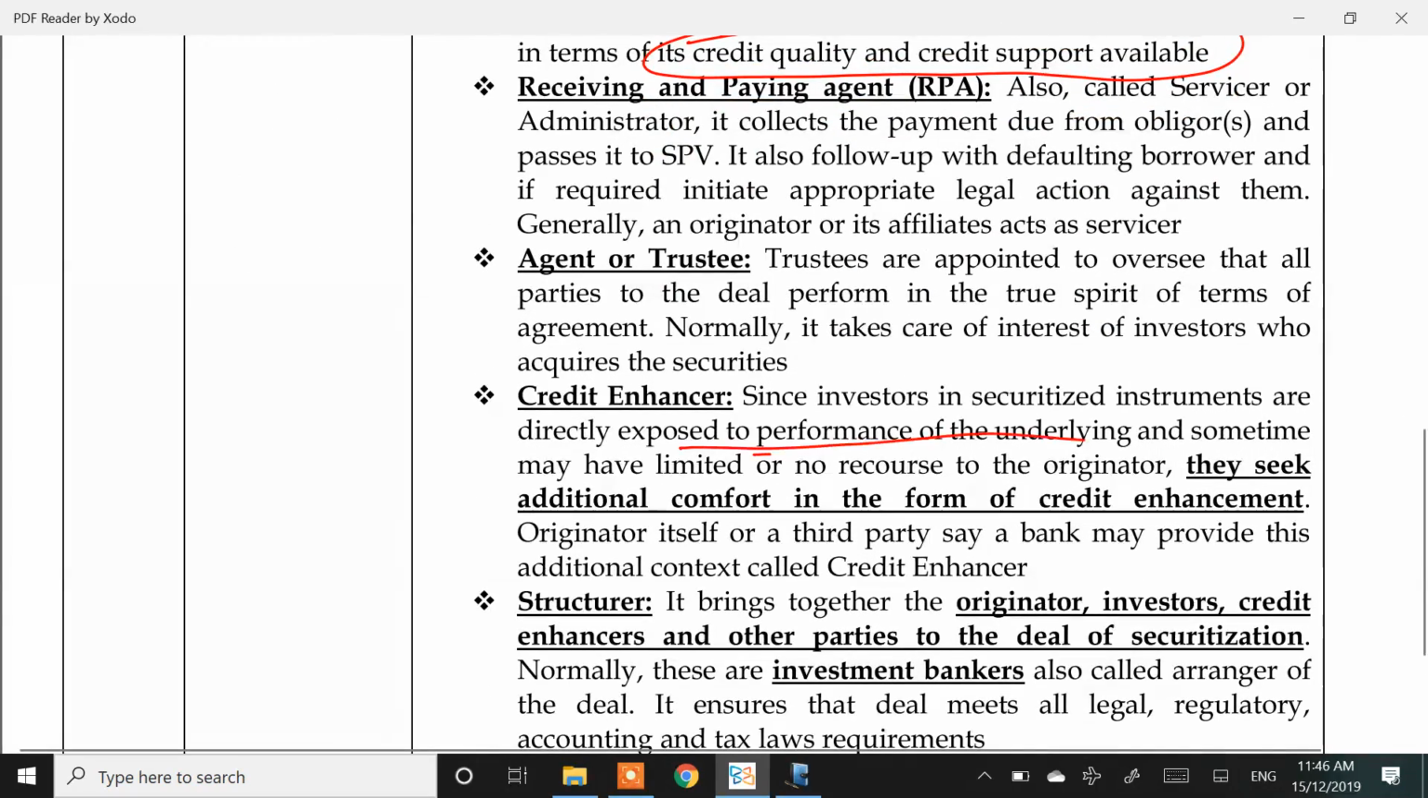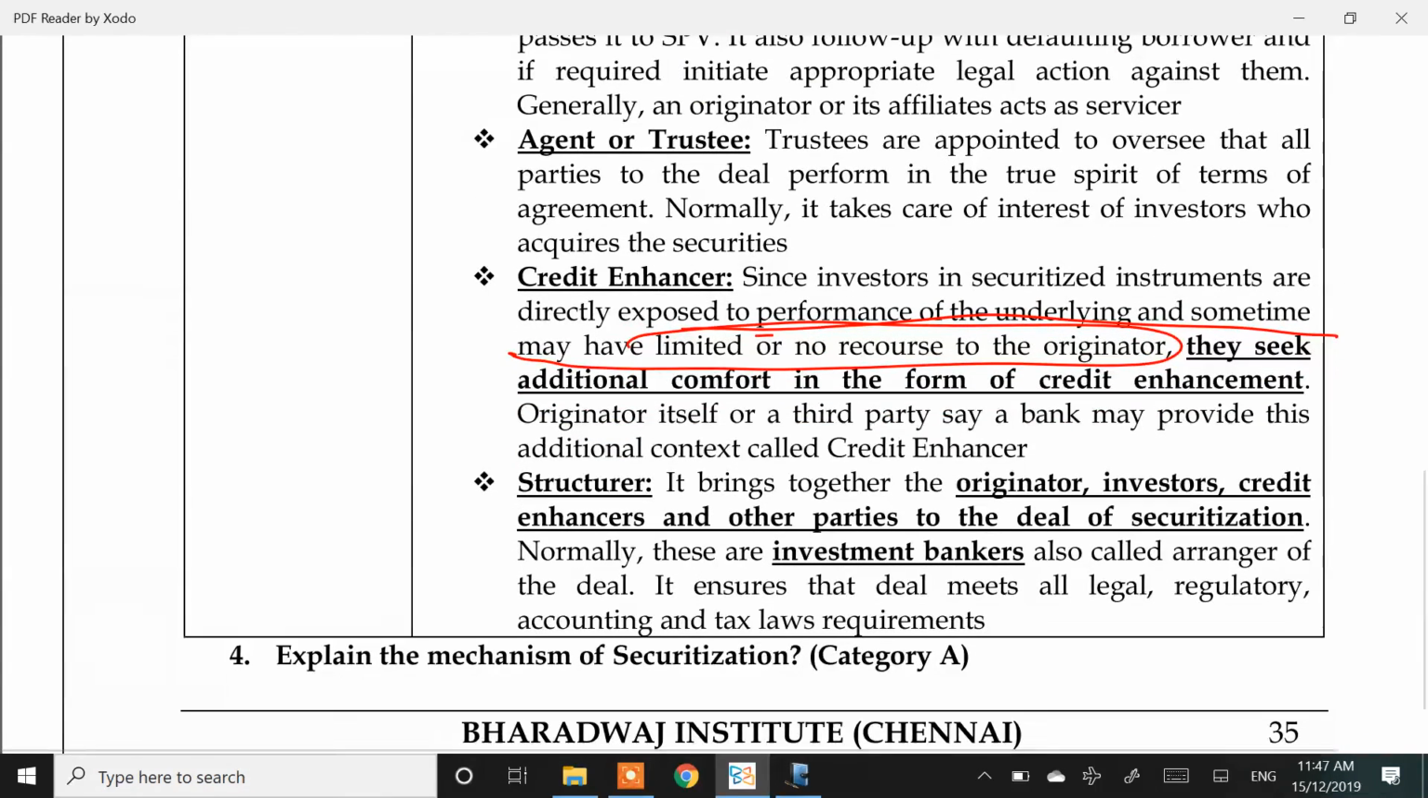So what happens, given the performance of the underlying and limited or no recourse, they would want some credit enhancement to come in. What is credit enhancement? In case an obligor does not fulfill his commitment of repaying the loan, a credit enhancer may take care of the repayment of the loan. So they are called credit enhancers. And there are other agents, or structurers. Structurers are basically investment bankers who will make this deal happen.